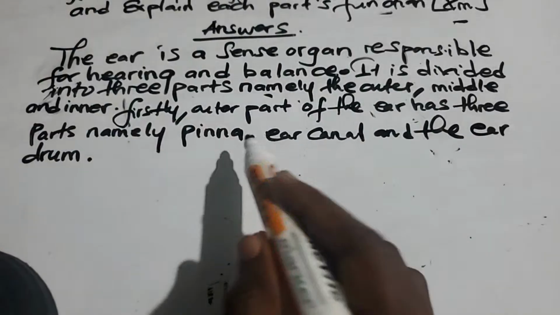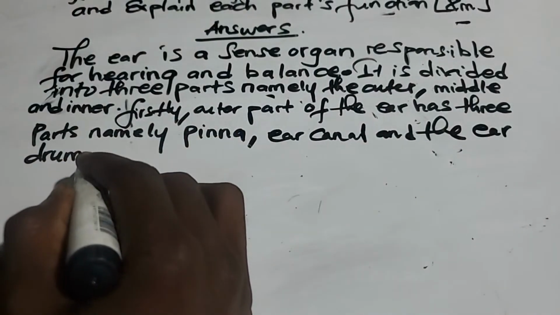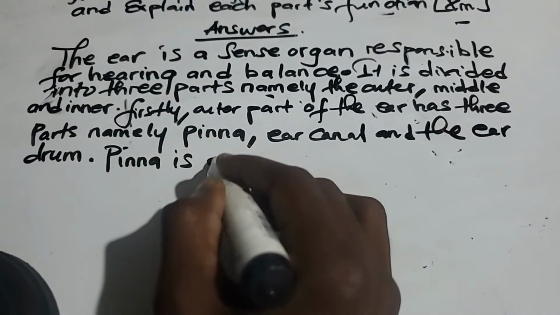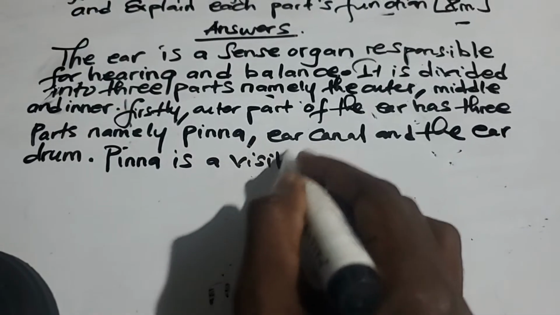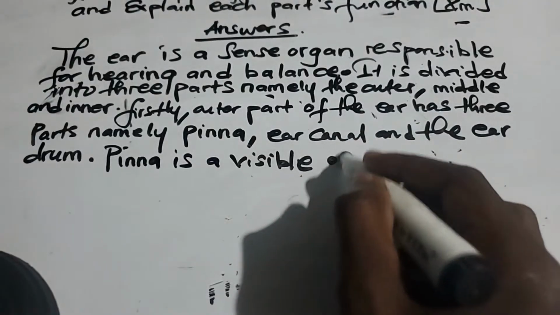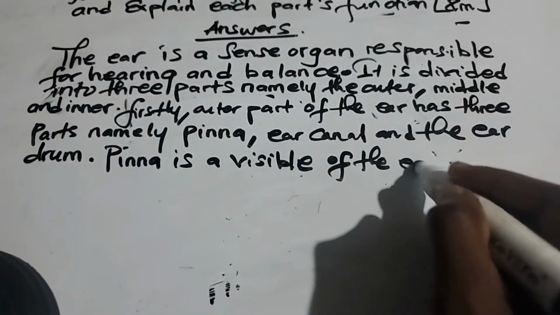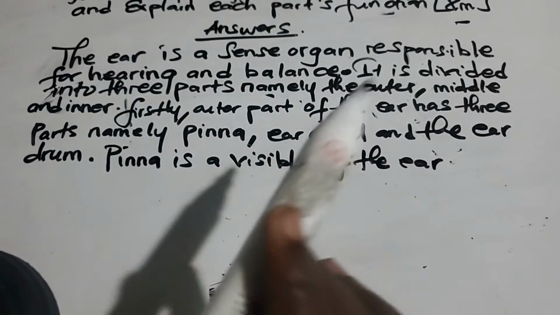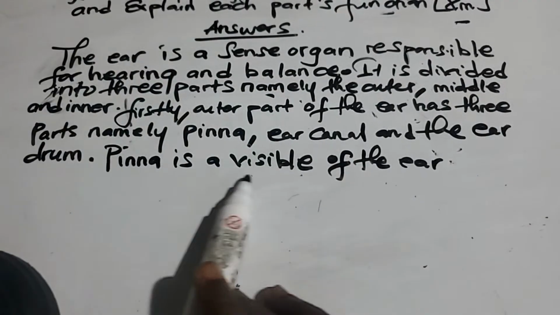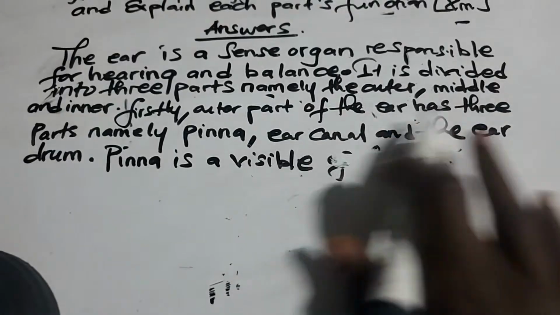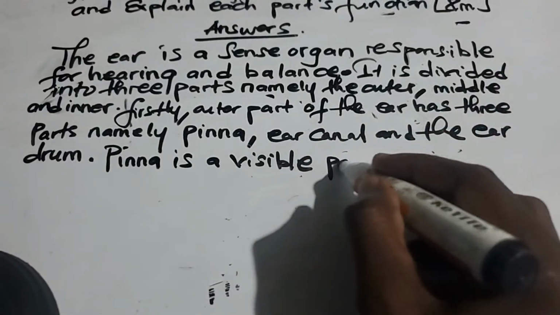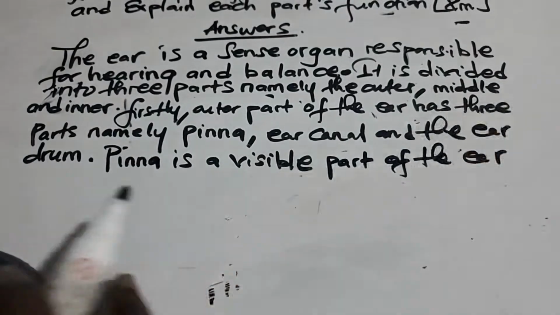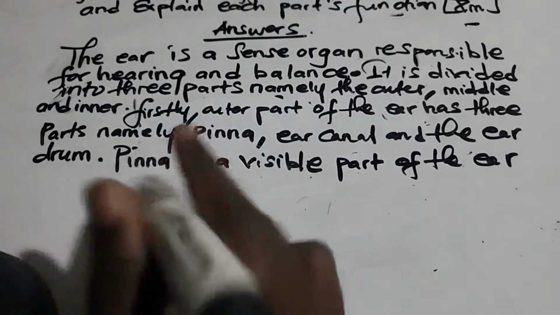Now what we're going to do, we have the first part which we call the pinna. So we end up saying, full stop, then we say, pinna is a visible part of the ear. Take note, I have used this word visible, which means it can be seen. We can also feel it. We can touch it. We do have it. So pinna is a visible part of the ear.